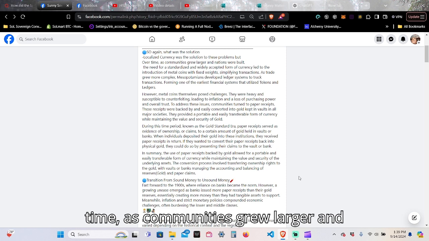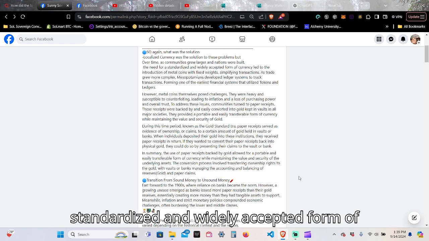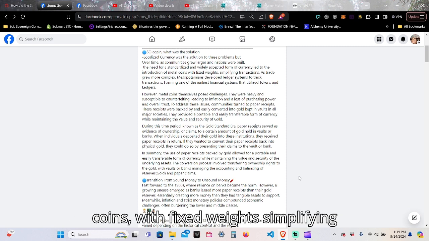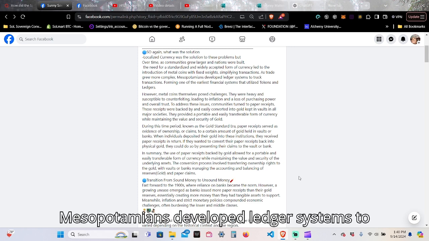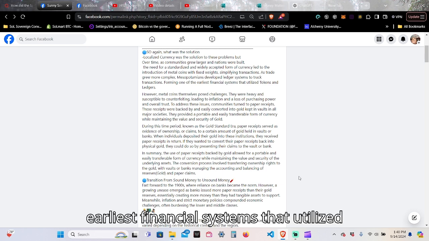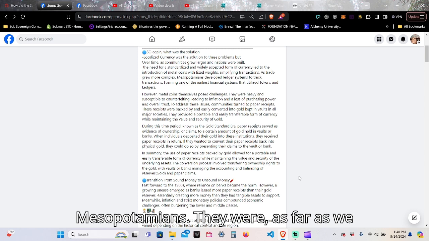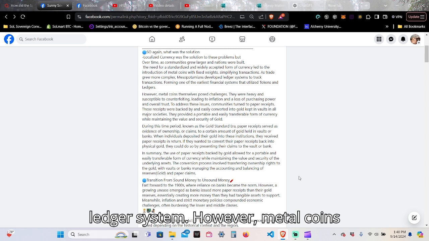But over time, as communities grew larger and nations were built, the need for a standardized and widely accepted form of currency led to the introduction of metal coins, with fixed weights simplifying transactions. As trade grew more complex, Mesopotamians developed ledger systems to track transactions, forming one of the earliest financial systems that utilized tokens and ledgers. Again, that civilization was the Mesopotamians. They were, as far as we know, the earliest civilization to use a ledger system.